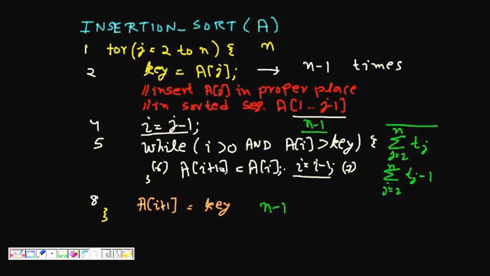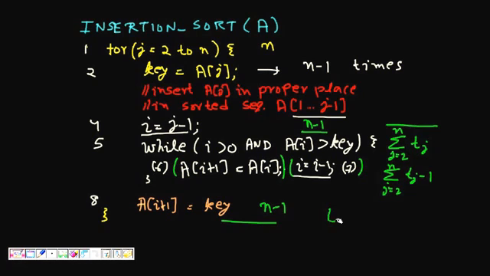And similarly, a[i plus 1] is equal to a[i], the number of shifts in the jth iteration, and i is i minus 1. If the while loop runs one more time, so they run t_j minus 1 times. So this also runs t_j minus 1 times, this step 7, and this step 6 also runs t_j minus 1 times. And then we come out of the while loop and this runs for n minus 1 times.